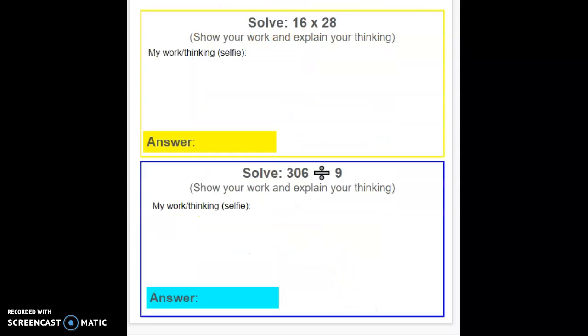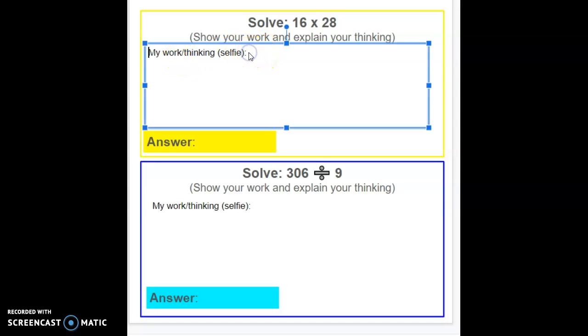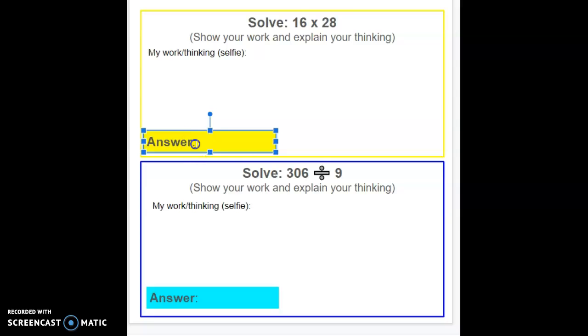So you're going to use any of the strategies that we just went over, open area, ratio table, or partial product, to solve 16 times 28. So in here, I need to see a selfie plus some typing of how you decided to solve your problem. Like, what did you do? I want to know what you did. And then your answer needs to be written in this yellow box.